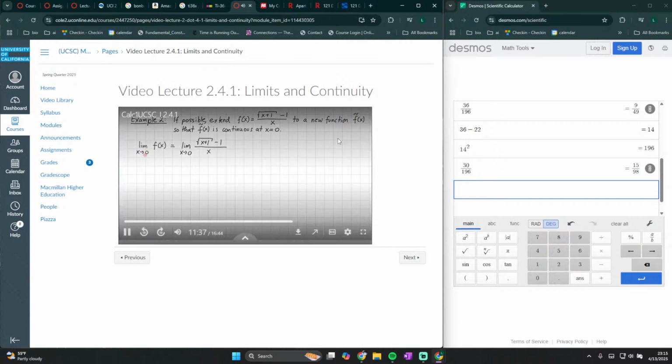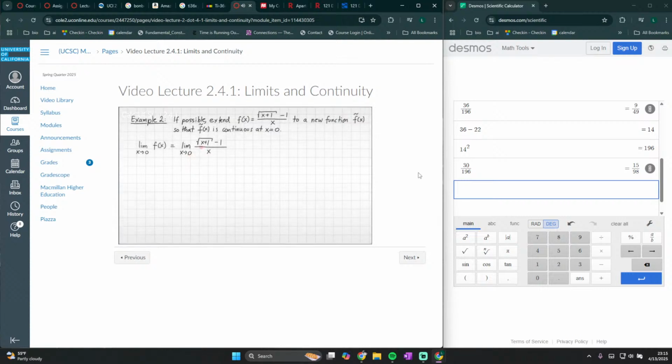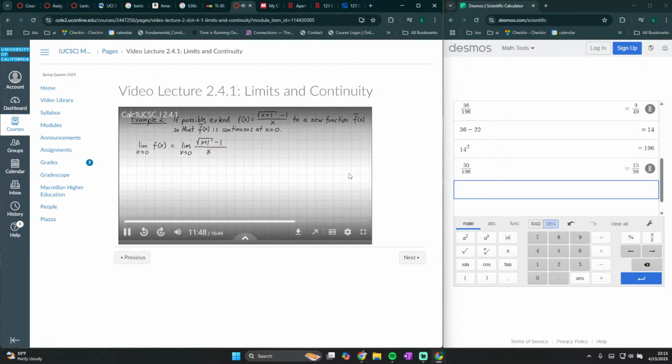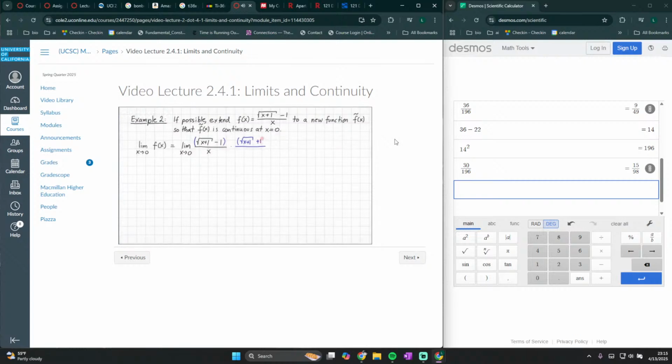We're trying to calculate the limit as x approaches 0 of f of x. Or, since f of x is this expression, the limit as x approaches 0 of the expression radical x plus 1 minus 1 over x. As you have seen in previous examples, the trick here is to expand this by the conjugate. So we're going to multiply both numerator and denominator by the conjugate of the expression, and that is radical x plus 1 plus 1. And then we see what we get.